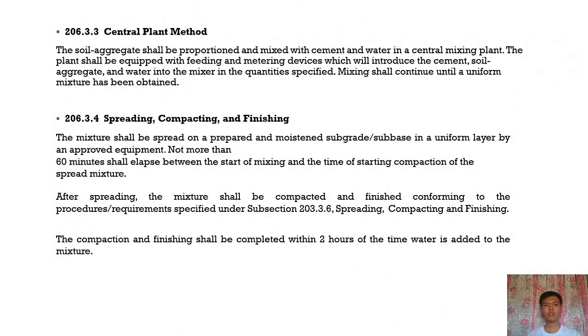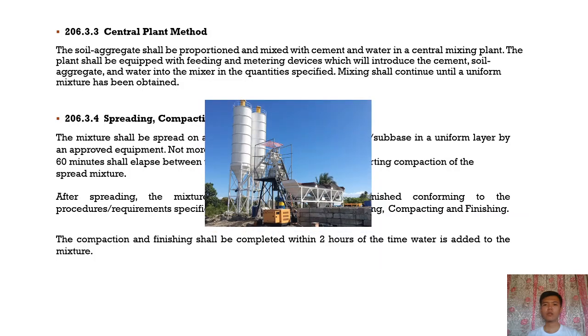So the next method is the central plant method. So the soil aggregate shall be proportioned and mixed with cement and water in a central mixing plant. The plant shall be equipped with feeding and metering device which will introduce the cement, soil aggregate, and water to the mixer in the quantities specified. Mixing shall continue until a uniform mixture has been obtained. So this is an example of a central mixing plant.